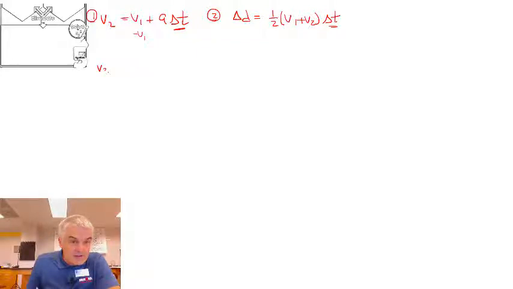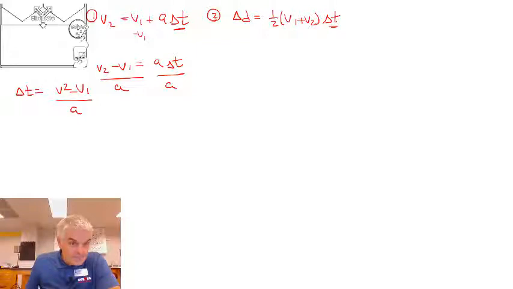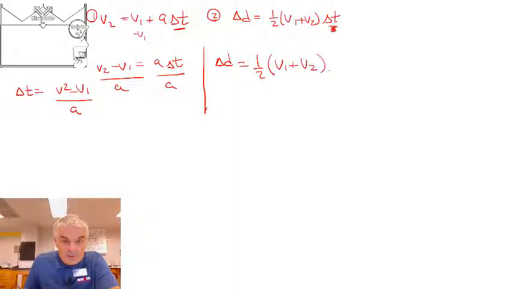So if I rearrange and solve for t, I could subtract V1 from both sides. So I can say V2 minus V1 is equal to A delta T. If I divide both sides by A, then delta T is equal to V2 minus V1 divided by A. Now, this is delta T. We're going to plug that into the equation over here. So I can say delta D is equal to 1/2 times V1 plus V2 times delta T, which is V2 minus V1 over A.